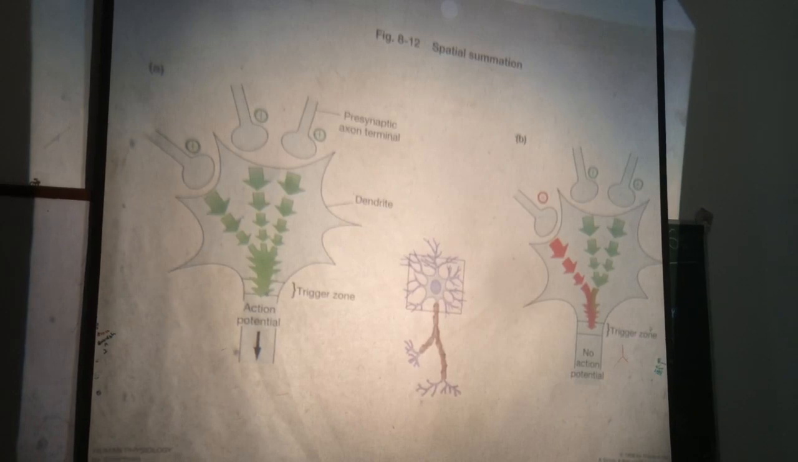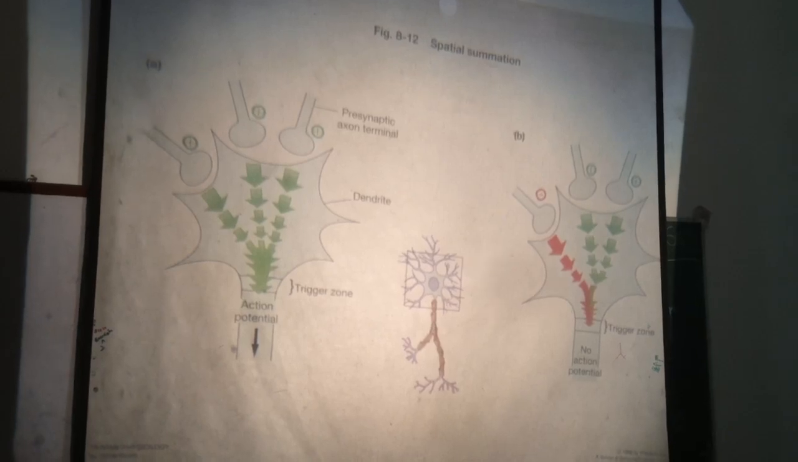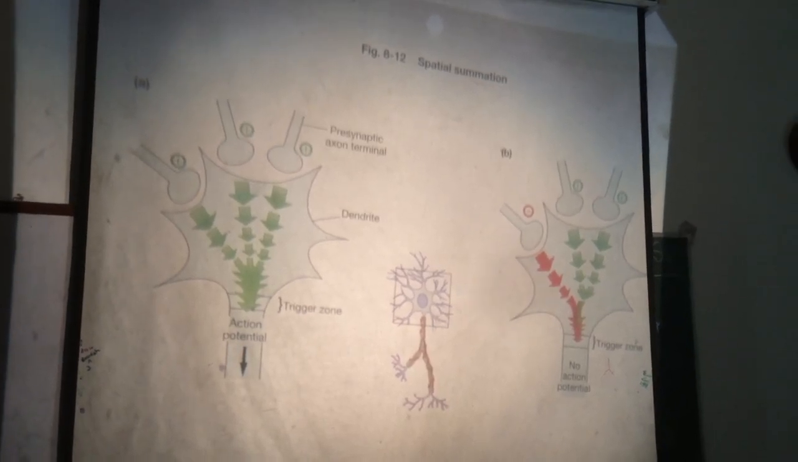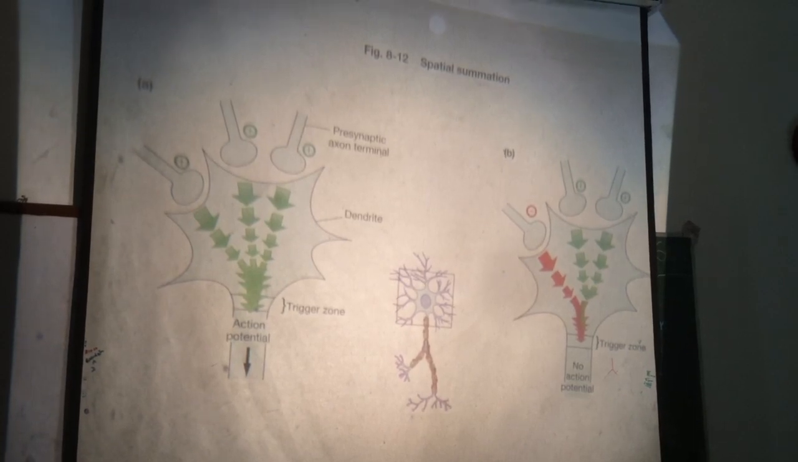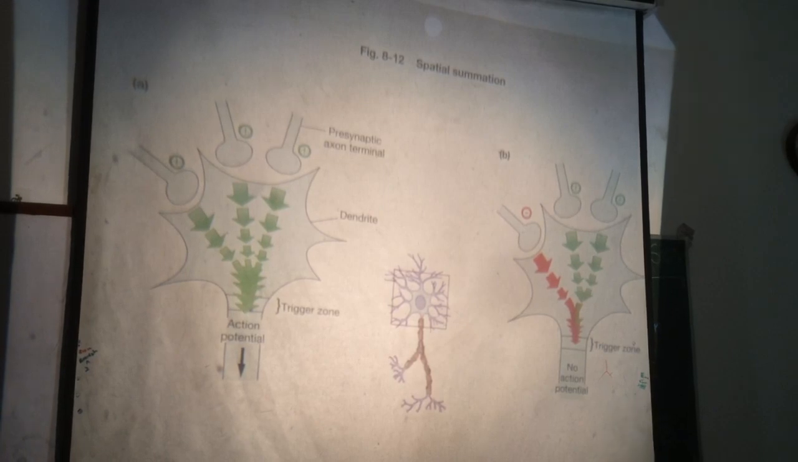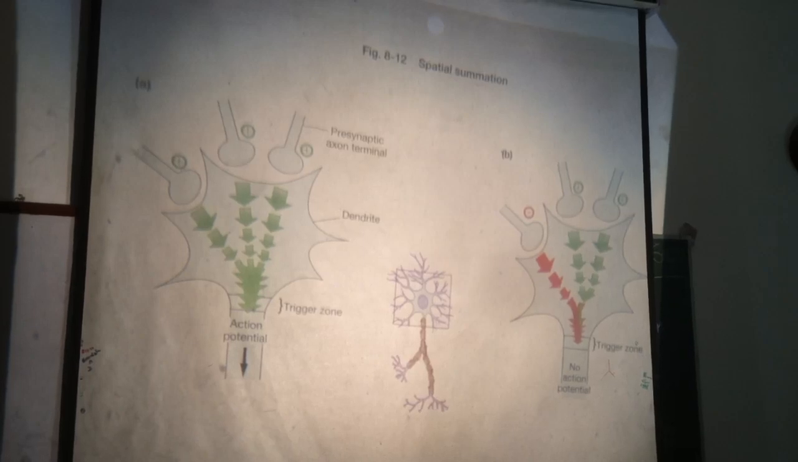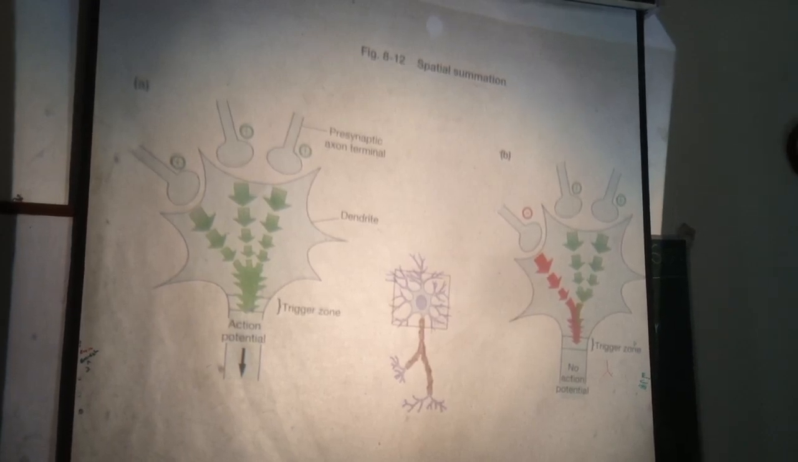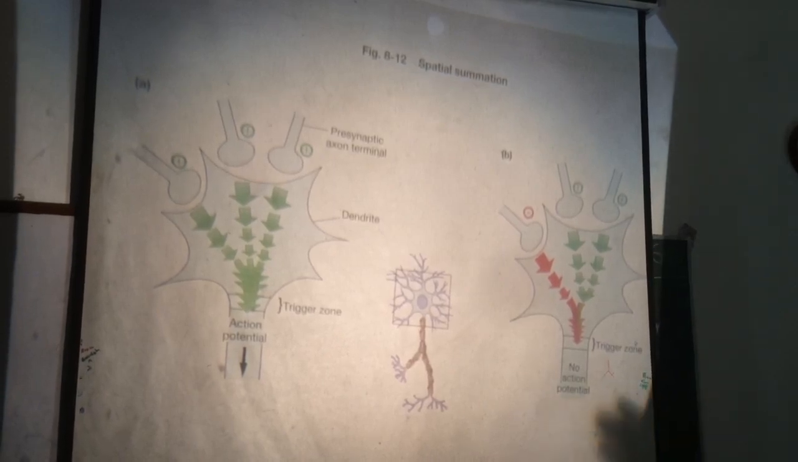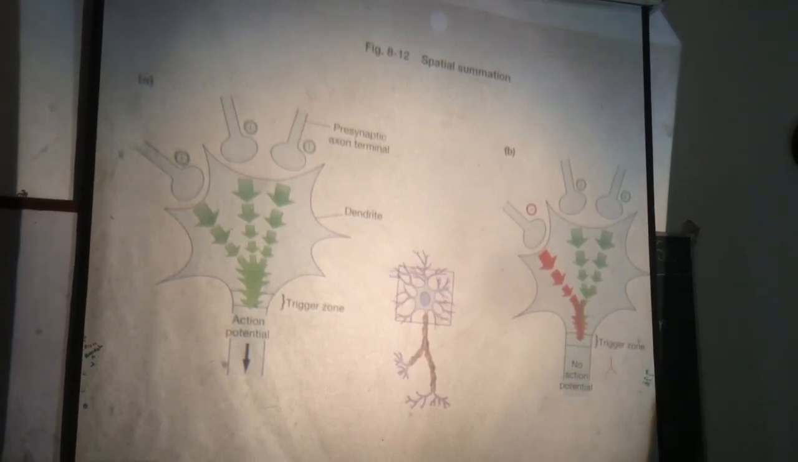The next property of synaptic transmission is synaptic delay. There is a delay at each synapse, and that is called the synaptic delay. Why does this delay occur? Time is taken during synaptic transmission, and this time results in synaptic delay at each synapse.